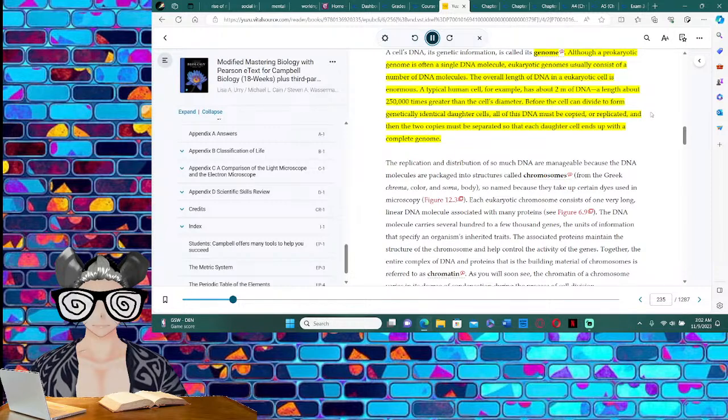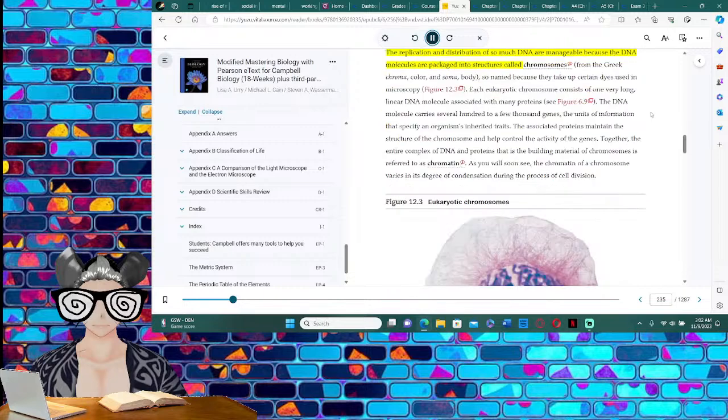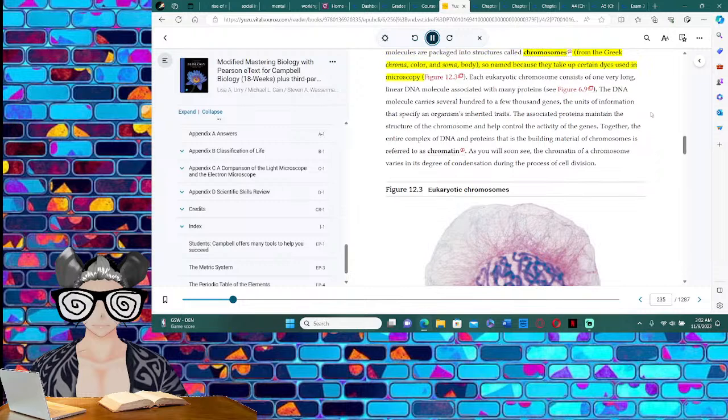A typical human cell, for example, has about 2 m of DNA, a length about 250,000 times greater than the cell's diameter. Before the cell can divide to form genetically identical daughter cells, all of this DNA must be copied, or replicated, and then the two copies must be separated so that each daughter cell ends up with a complete genome. The replication and distribution of so much DNA are manageable because the DNA molecules are packaged into structures called chromosomes, from the Greek chroma, color, and soma, body, so named because they take up certain dyes used in microscopy.